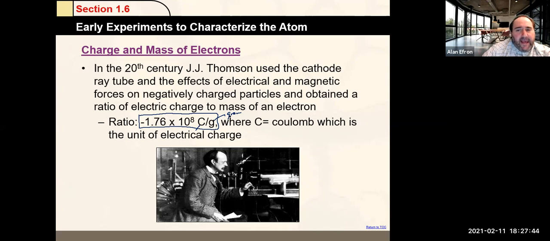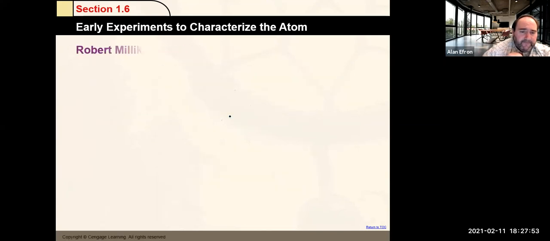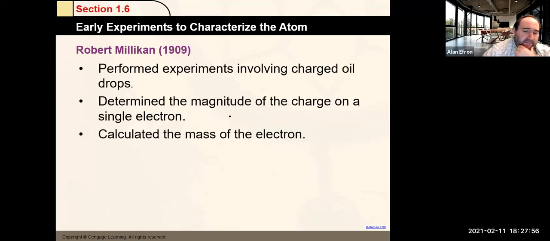There were some experiments that happened after Thomson. The next really important experiment to know was the one performed by Robert Millikan, sometimes referred to as the oil drop experiment. And it is pretty much what the name implies. He basically set up a container, and in that container he had an electrical field. He shot in some oil droplets, heated them up, atomized them, and there was a little hole for them to go through.